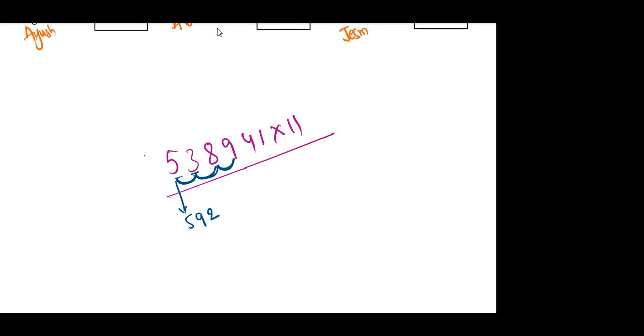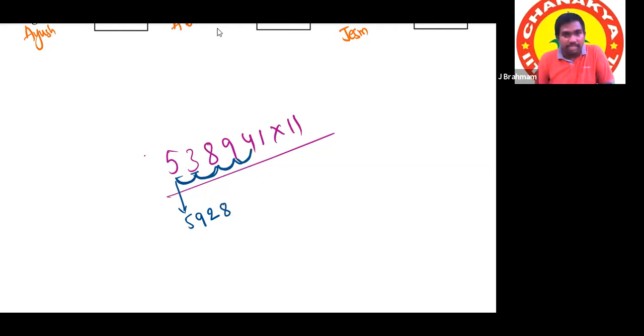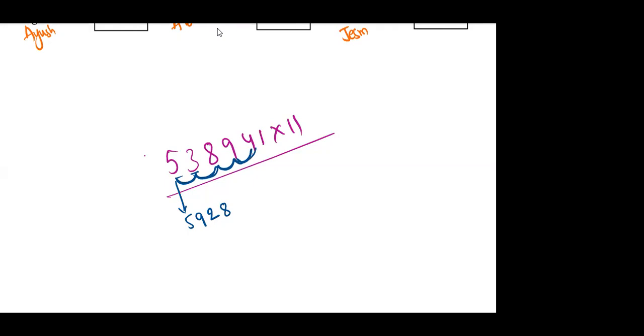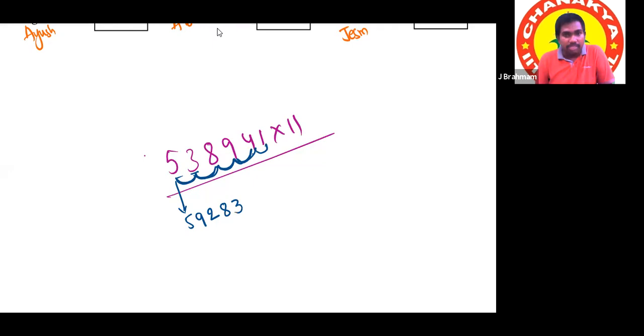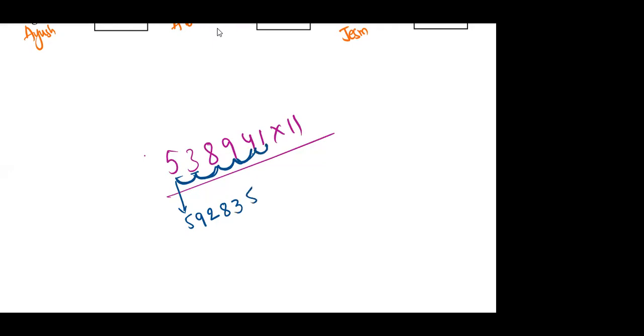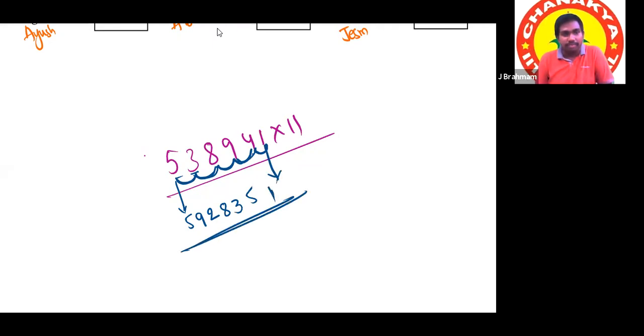Yes, sir. 8 plus 9 end number? 7. Is there any carry in the next place? Yes means it will be 8. 9 plus 4 end number? 3. Is there any carry in the next place? No. No carry means it is 3 only. Next, 4 plus 1? 5. And last digit 1. So without writing any carry, without writing extra step, directly. Understood this method?